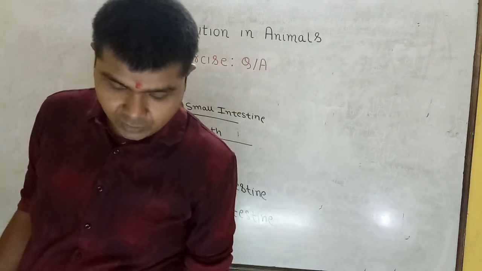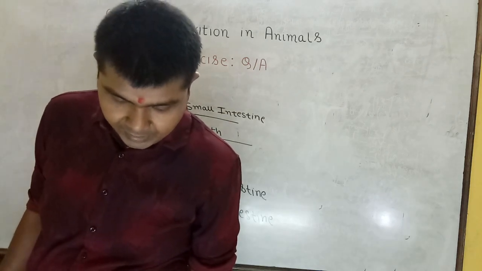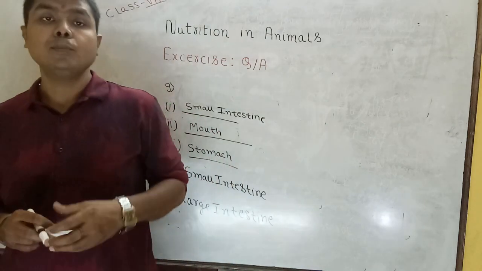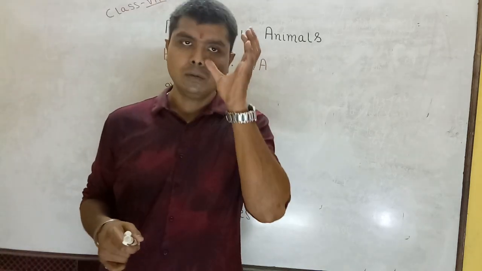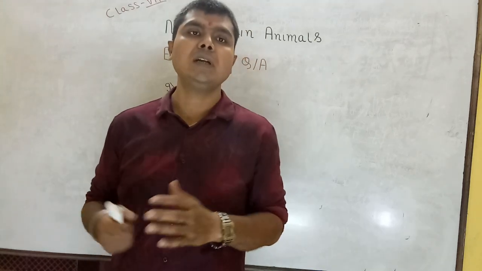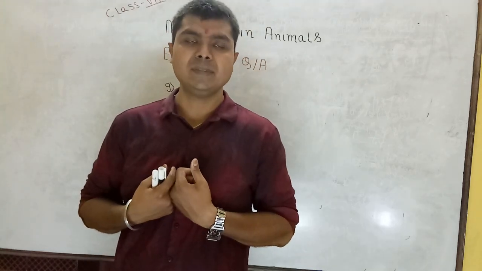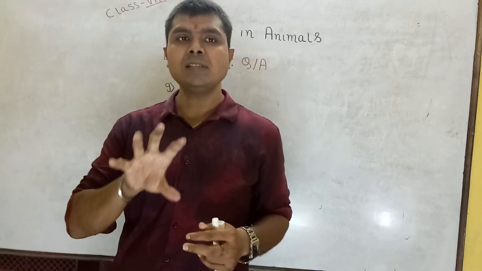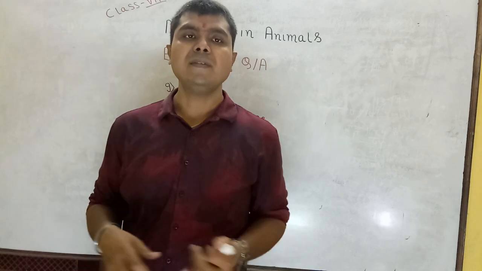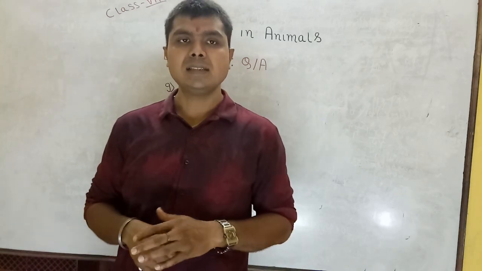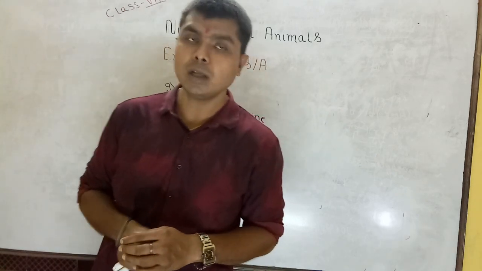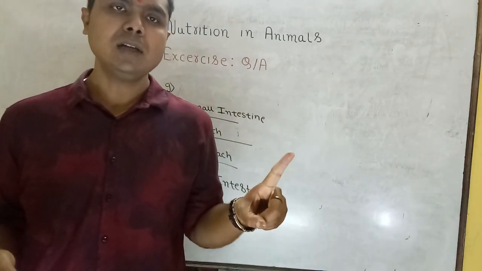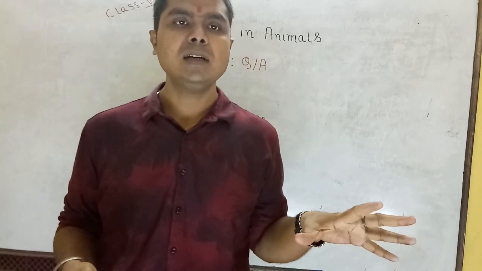Question number 10. Write one similarity and difference between the nutrition of amoeba and human being. The similarity is that both take food. Both are holozoic, both take food and absorb with the help of enzymes. The difference is that in the amoeba, which is a single cell, the whole cell acts as a body, whereas in human there is specialized cell or tissue, a specialized organ for the digestion of food. So amoeba is unicellular and humans are multicellular.